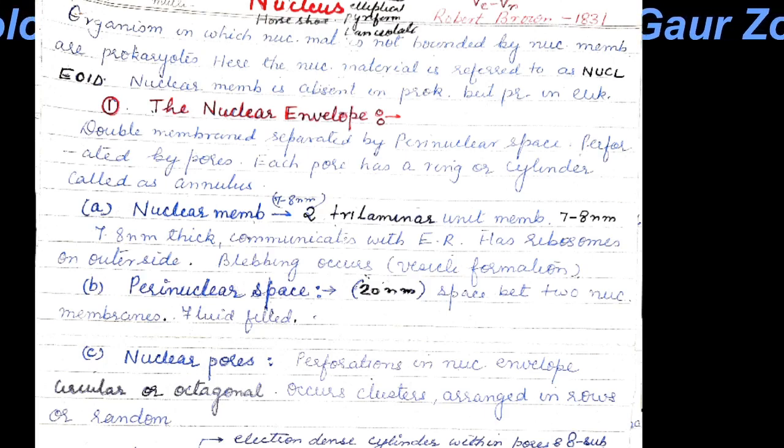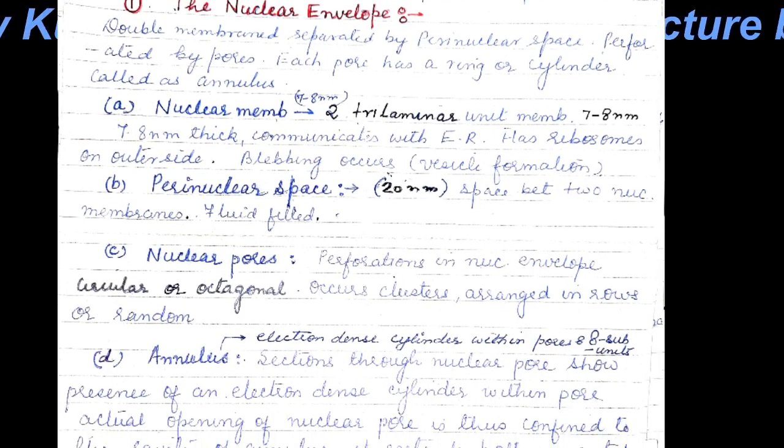The outermost nuclear membrane is followed by perinuclear space. There are two trilaminar unit membranes, and between them is a place called the perinuclear space. This perinuclear space is around 20 nanometer in size, and it is filled with fluid. The nuclear membrane is frequently perforated by nuclear pores, which are circular or octagonal in shape, occur in clusters, may be arranged in rows, or are randomly scattered.